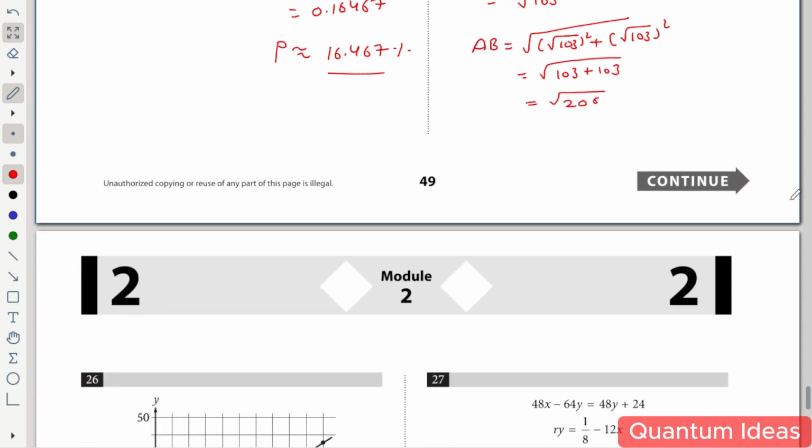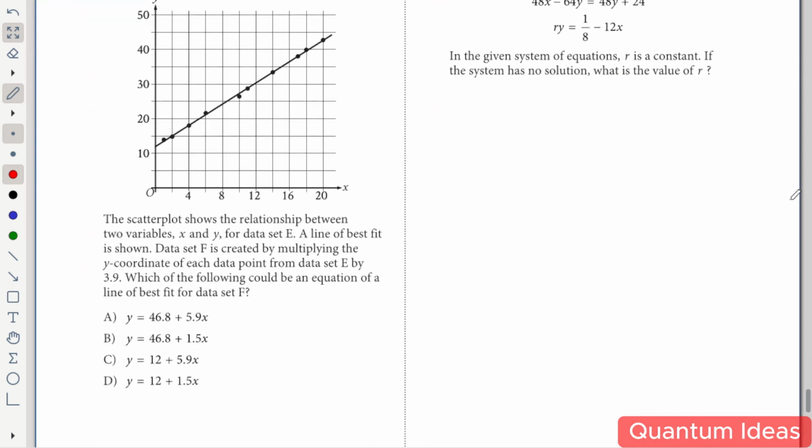So let's move to the next one. Okay, there is a graph question. Let's see.